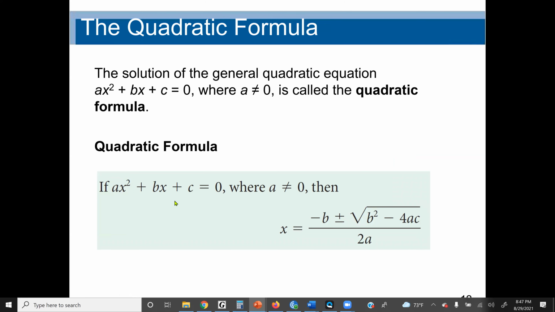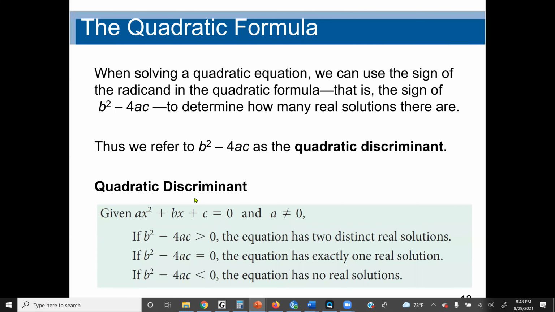Other than that, if I have ax squared plus bx plus c equal to 0, then we can use the quadratic formula, which is minus b plus or minus square root of b squared minus 4ac divided by 2a. So a will be the constant value for x squared always. B will be the constant value for the x variable, and c will be the constant value. So again, let's see an example.